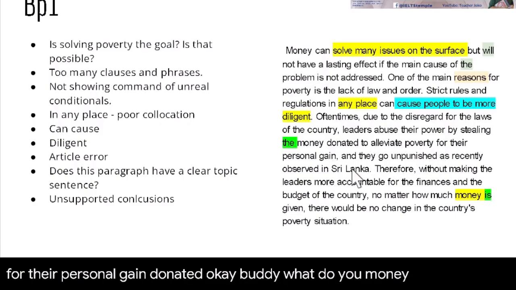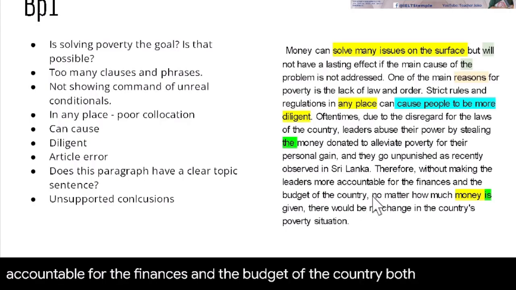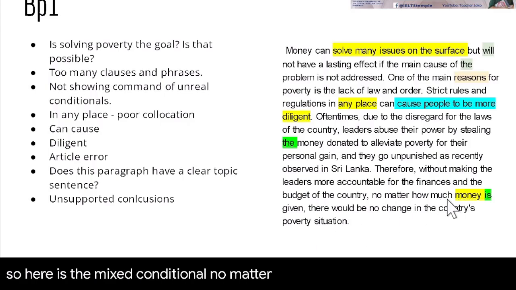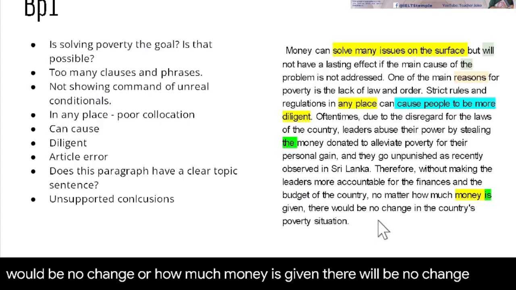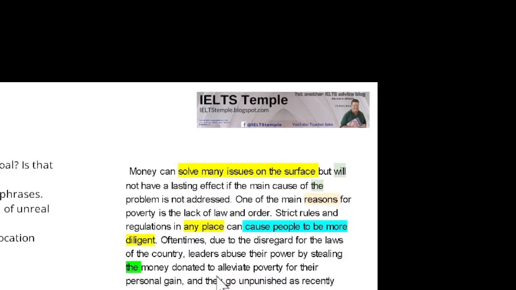That's a long sentence. Yeah, put that example out in a separate sentence. Therefore, without making the leaders more accountable for the finances and the budget of the country, no matter how much money is given, there would be no change in the country's poverty situation. So here's the mixed conditional. No matter how much money were given, there would be no change. Or how much money is given, there will be no change. The second conditional works there. Do you think that there's laws in place that says, do not steal aid from other countries?